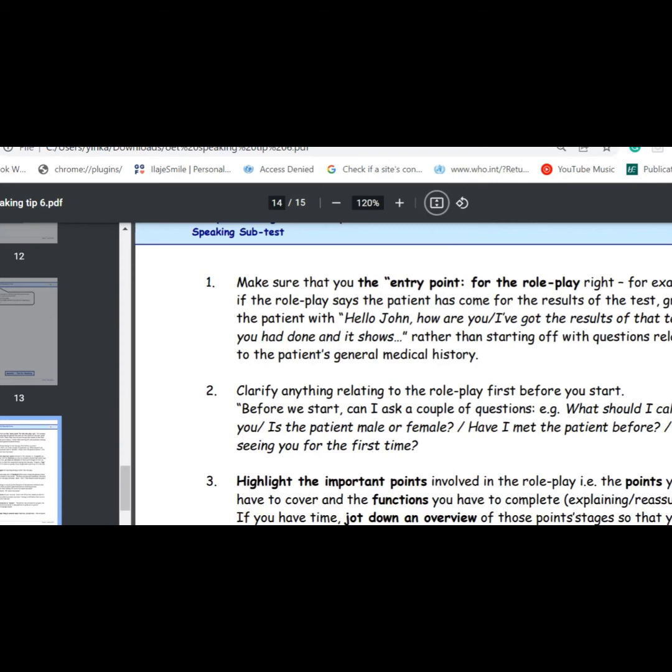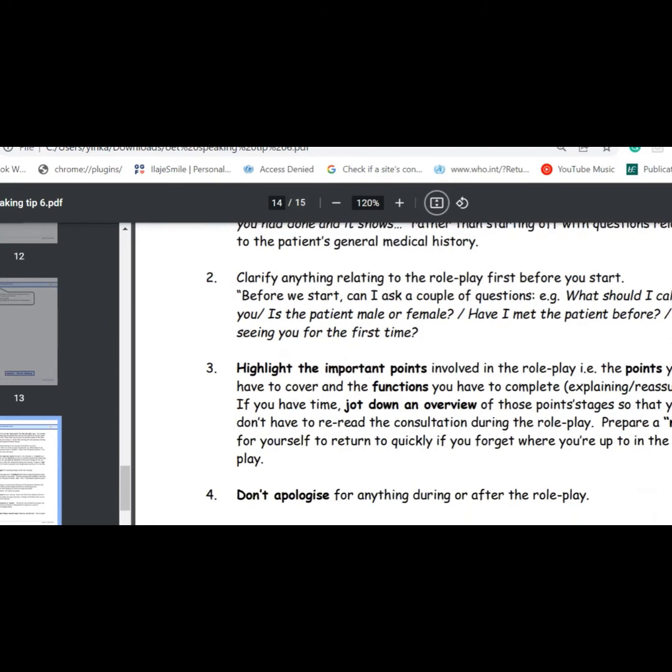Highlight the important points involved in the role play card. Remember I talked about chunking and labeling, so this might be a part where you have to do some chunking. Today I'm going to be talking to you about this, and this. That is, you chunk, and you can signpost ahead as well, and you can label.